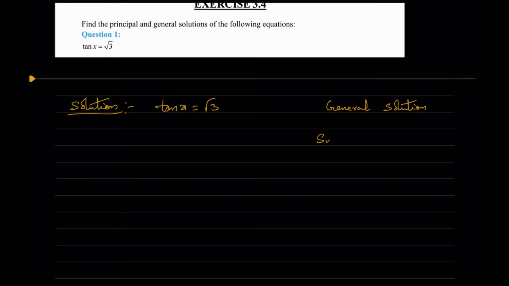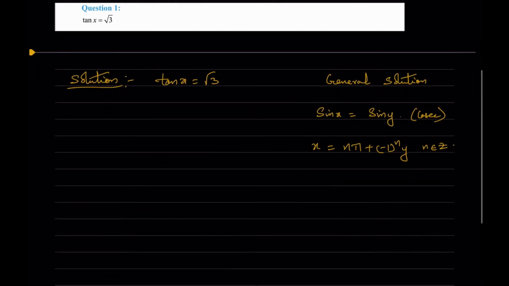Suppose we are having sin x is equal to sin y. So the general solution for this, and for cosecant it's the same. For cosecant also you'll have the same general solution. So when you're having sin x is equal to sin y, the general solution for this is x is equal to n pi plus minus 1 to the power of n into y, n belongs to Z. This is the general solution when sin x is equal to sin y.